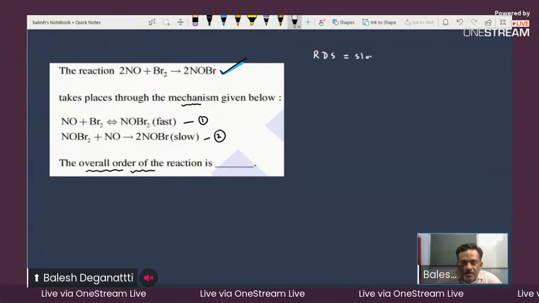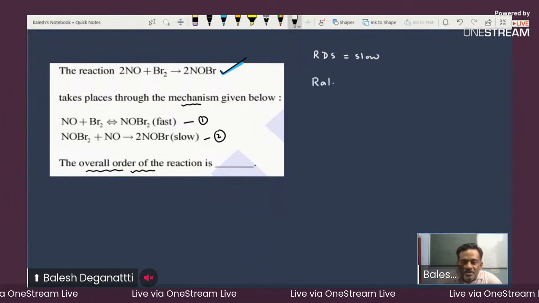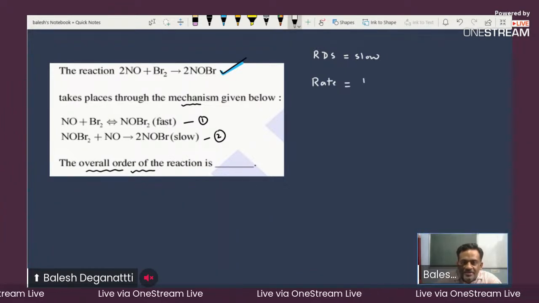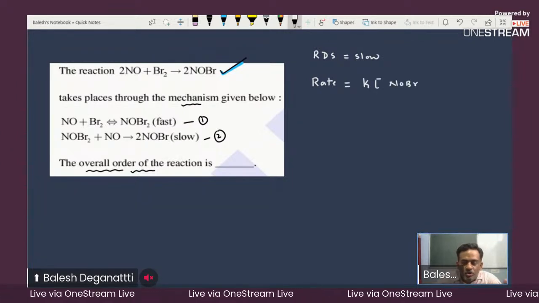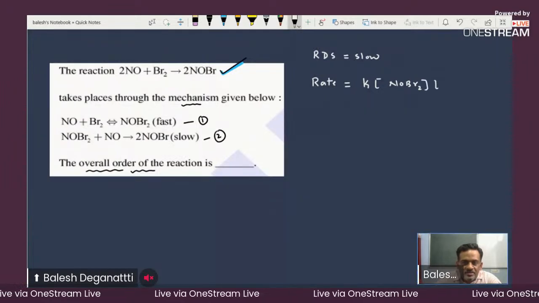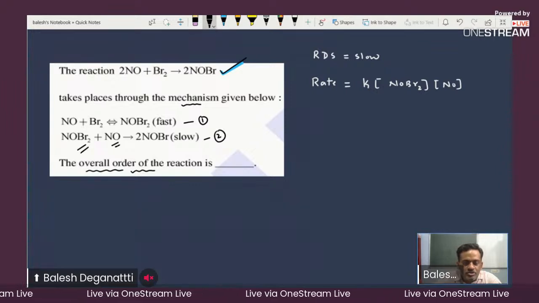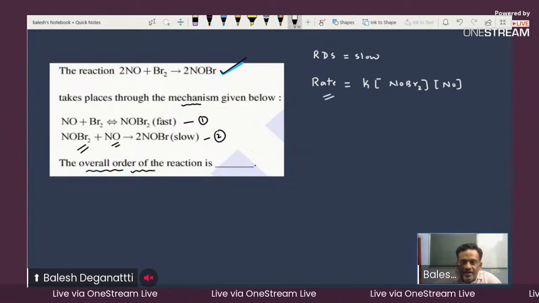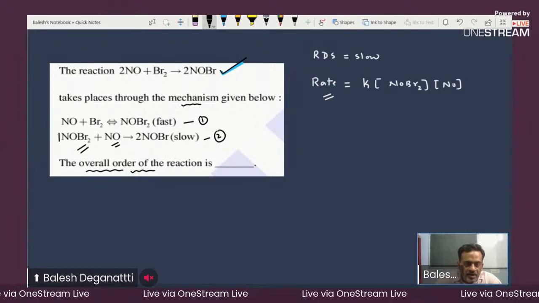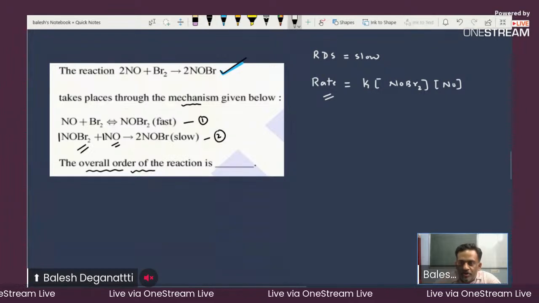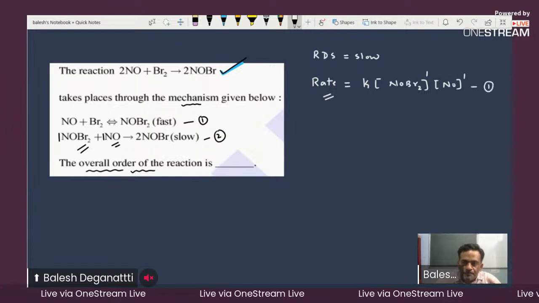What is rate determining step? The slow step. Which is the slow step? The second one. After applying the law of mass action to the slow step, I will get rate is equal to rate constant into concentration of the reactants in the slow step. Concentration of the reactants in the slow step are NOBr2 and NO. So these are the reactants in the slow step. So therefore rate of the reaction is written like K into NOBr2 into NO. So what is the coefficient of NOBr2? 1 as well as NO is 1. So power of NOBr2 is 1 as well as NO is 1. So I will take it as equation number 1.